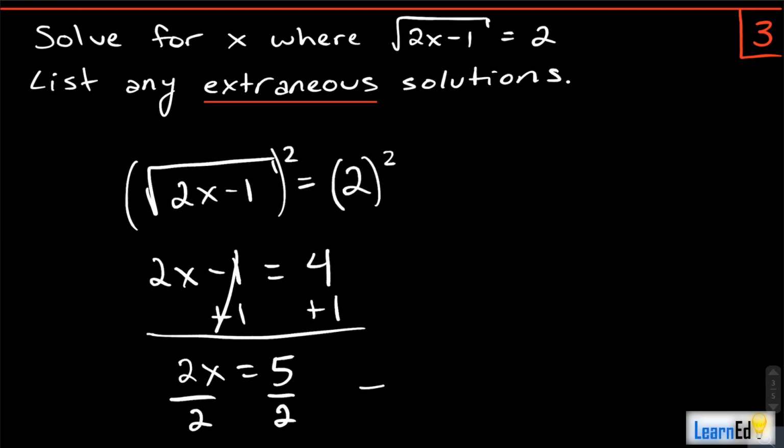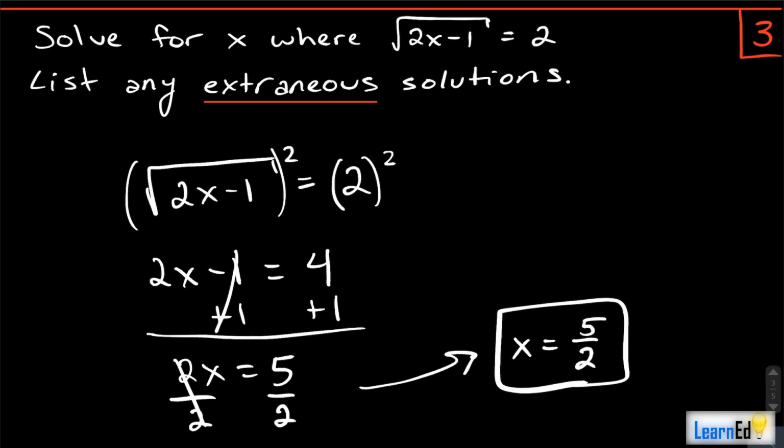We get x equals 5 halves. All right. So that does it for number 3. Now, it does say list any extraneous solutions.